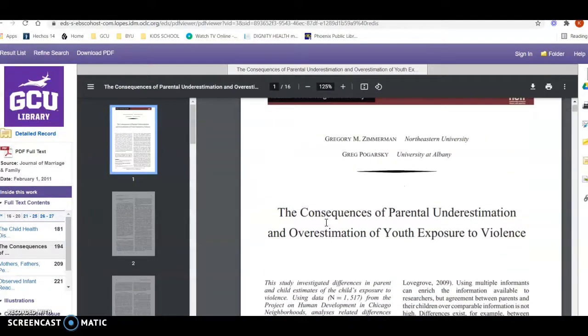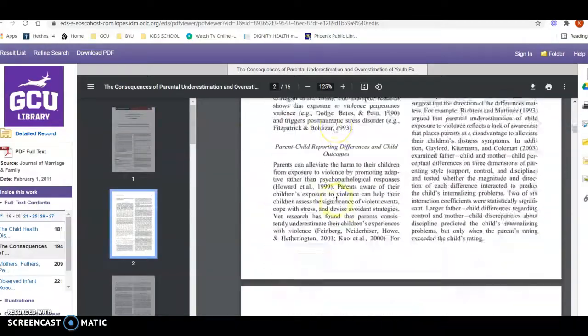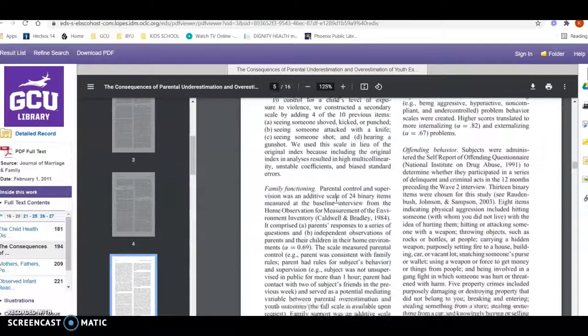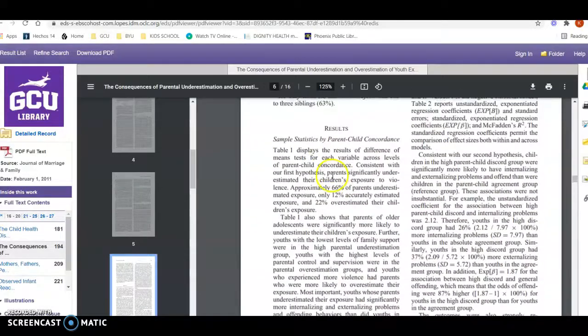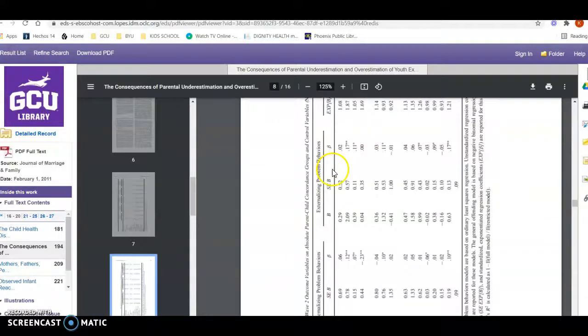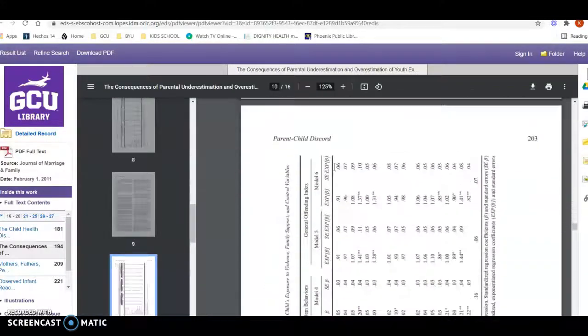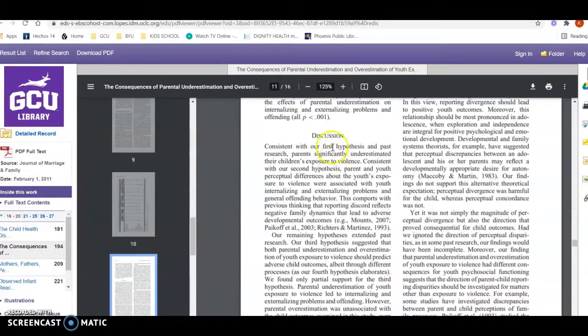What information did Zimmerman and Pogarski find in 2011? If you want to read more about what's on the actual abstract, here's results. And if you come down past the results, you'll see an area that's usually called discussion. Now, in the discussion, you'll also still see stuff cited from the past. The reason that's there is they're saying, here's what we found in 2011, and this is what we found in the past in comparison. So don't worry about that. Just look at what you found in the current year article.